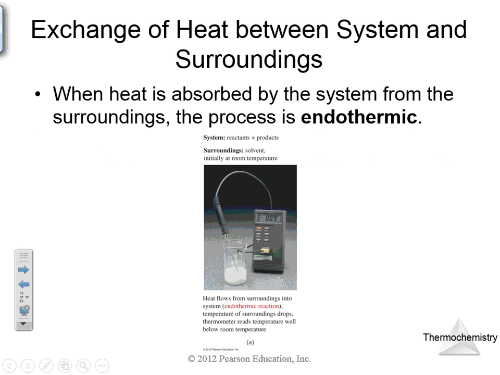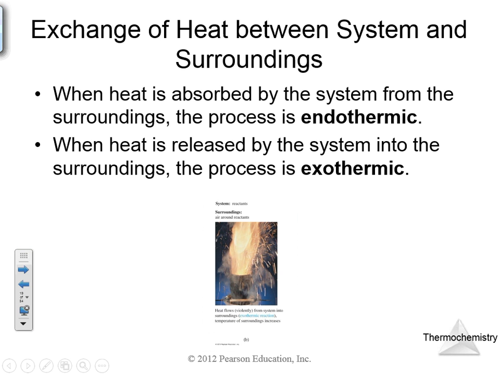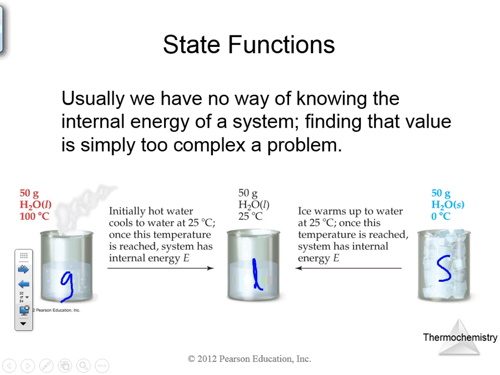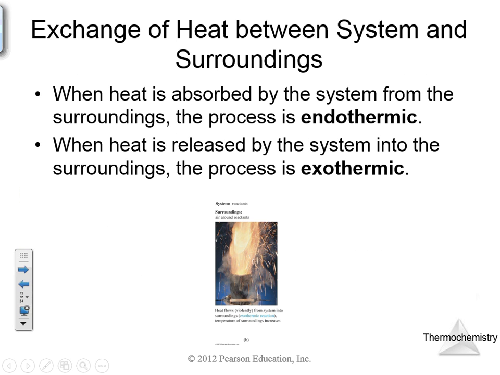Lastly, if heat is absorbed by the system from the surroundings, the process is endothermic. So if heat is absorbed in the system, it's endothermic. And what would it be called if heat is released from the system? If heat is released by the system into the surroundings, the process is exothermic. So endothermic, exothermic.